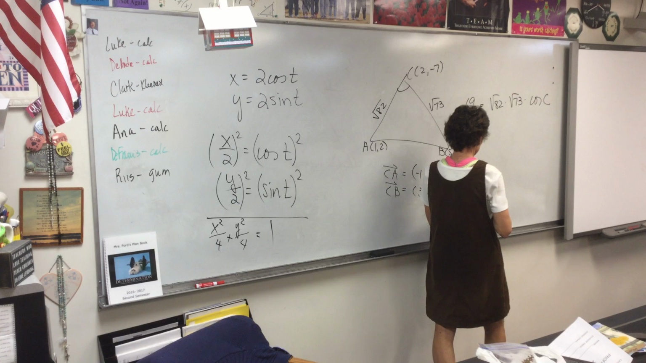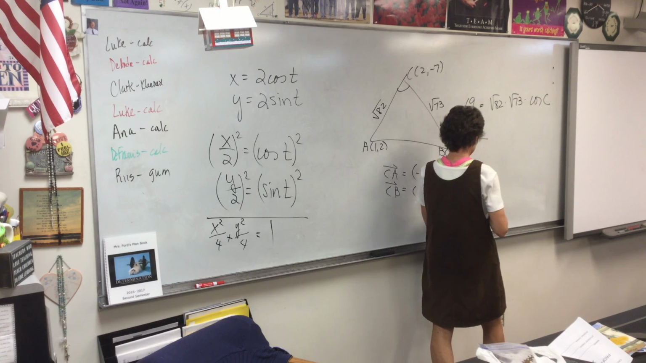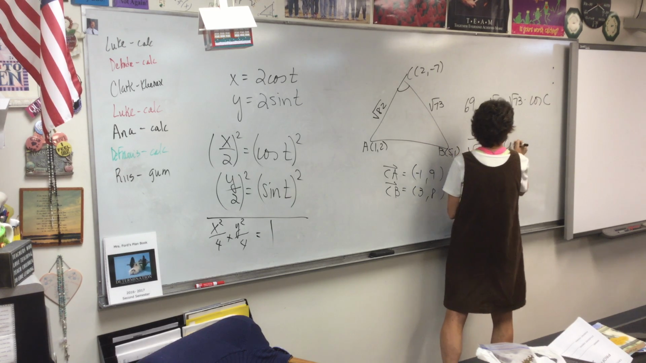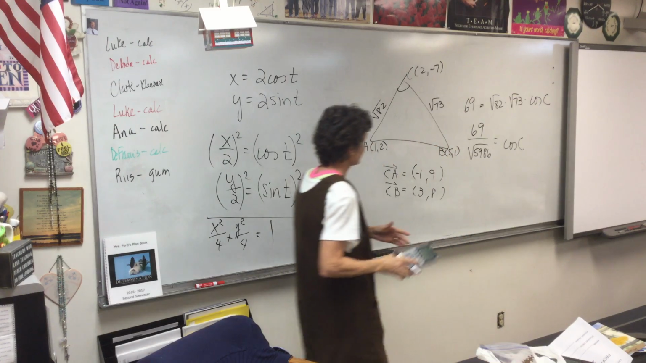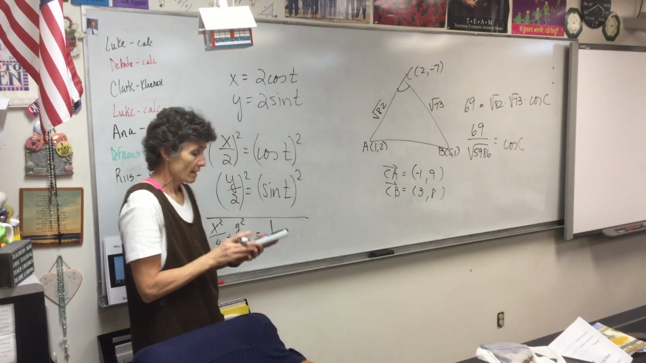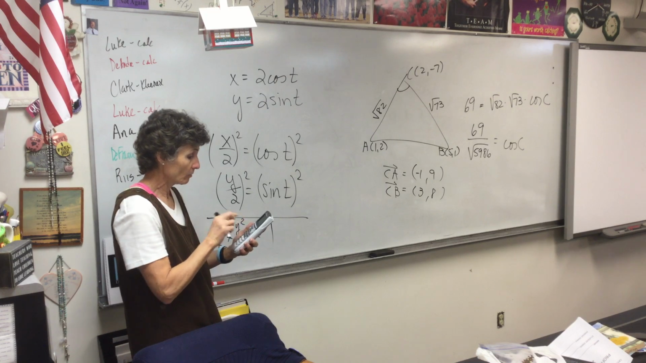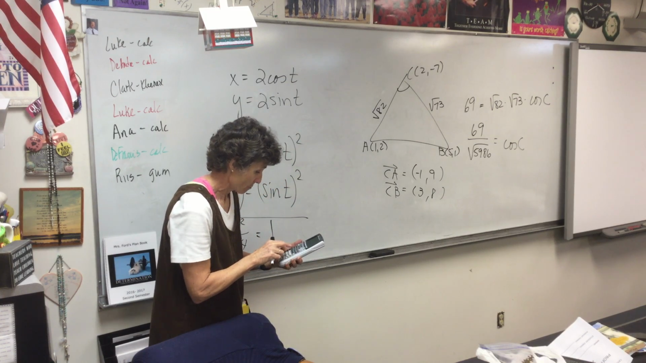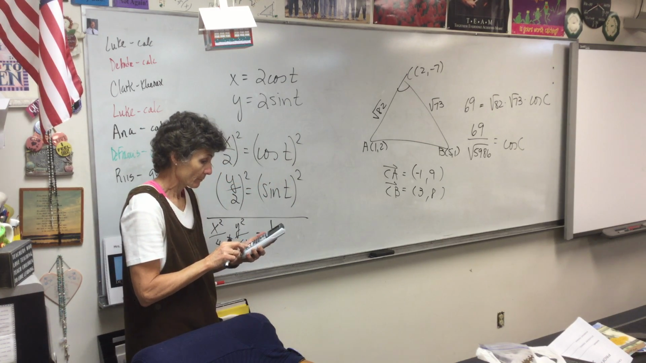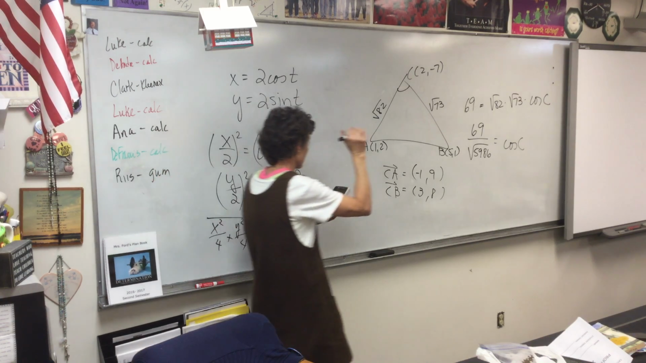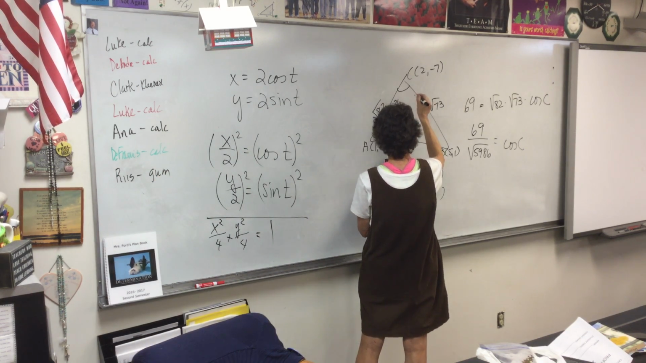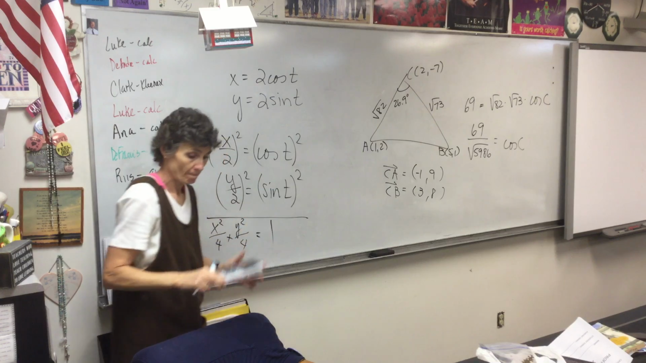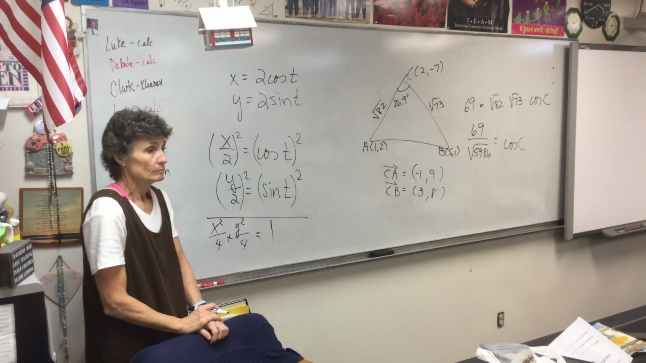So 69 over the square root of 5986 equals the cosine of C. And then I can find my angle by taking the inverse cosine. I got 26.9 basically.